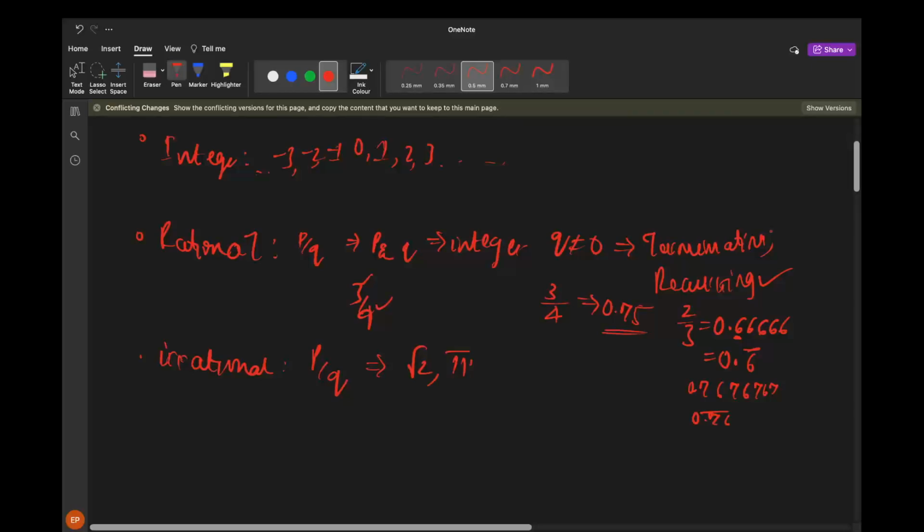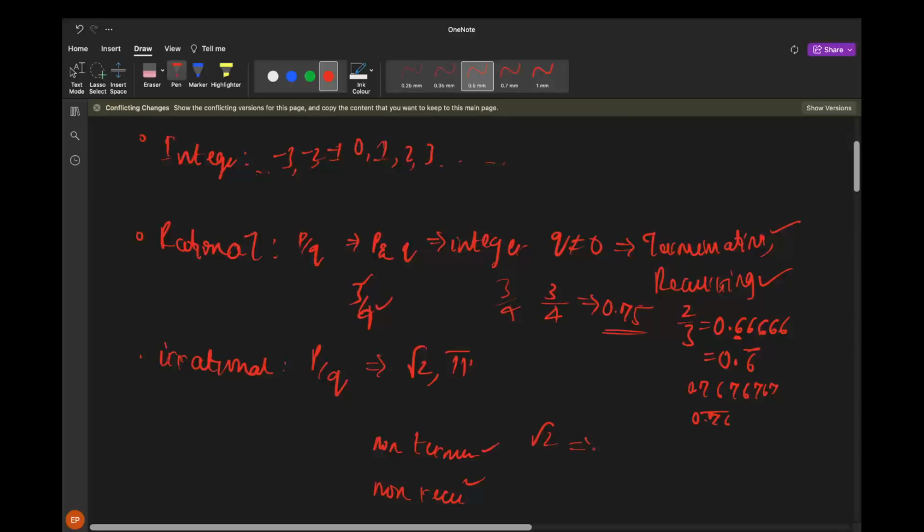So if it is terminating like this or if it is repeating, it is called rational, because 3 by 4 is rational and 2 by 3 is also rational, right? Both are integers, so it is in the form of p by q. Like that, irrational means non-terminating and non-recurring. It's not repeating and it's not terminating.